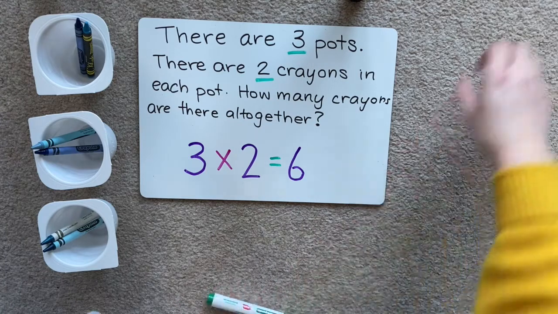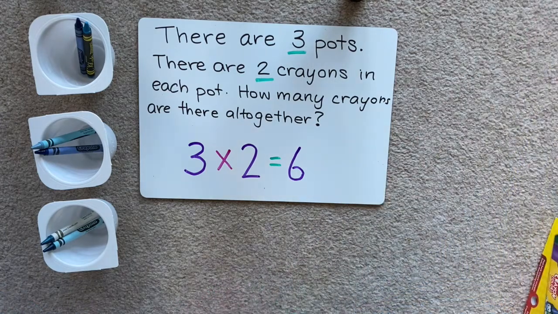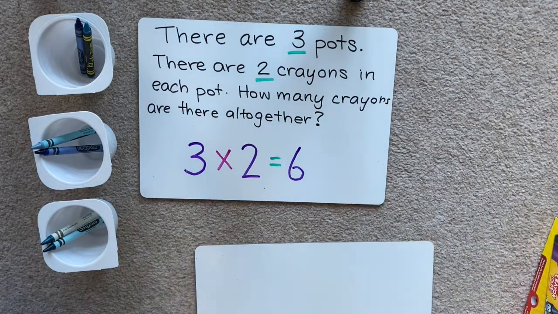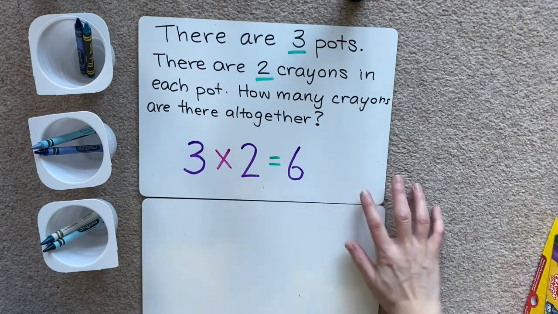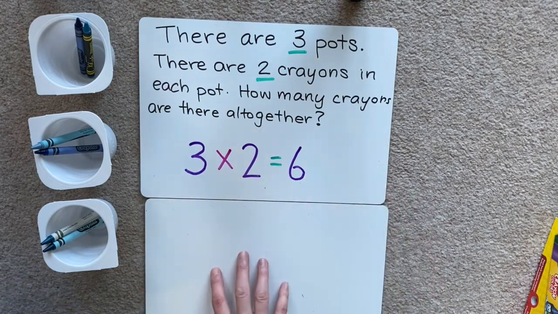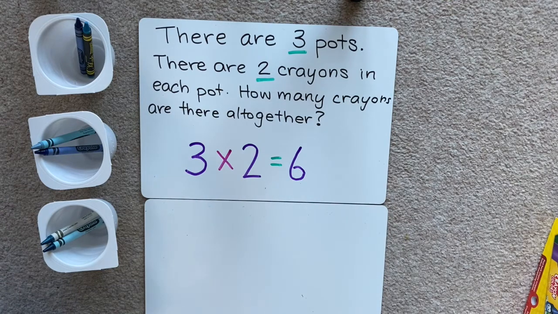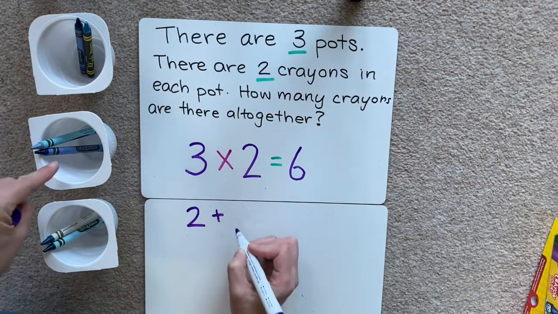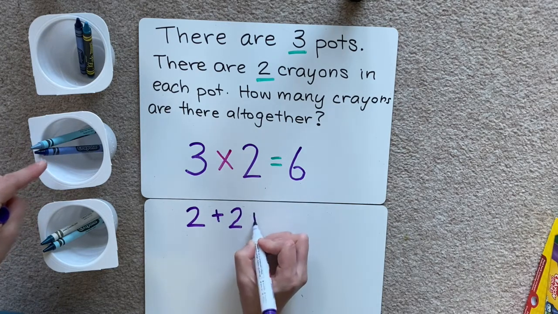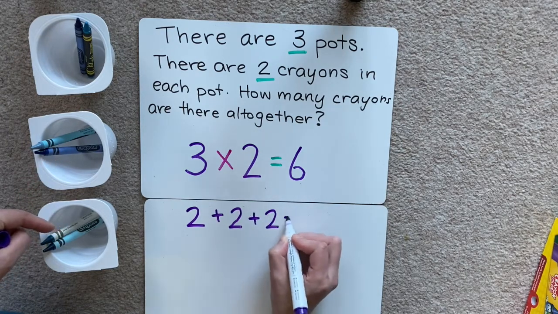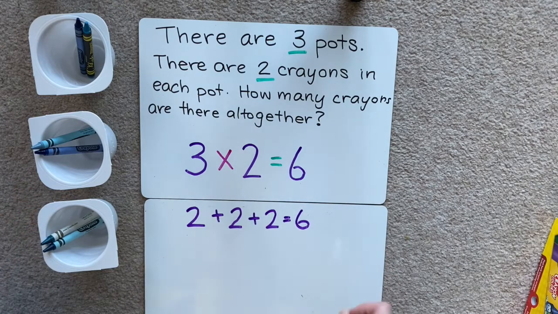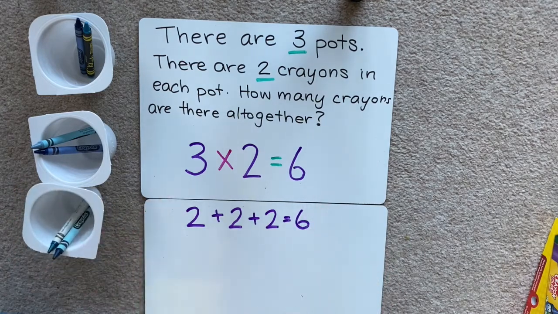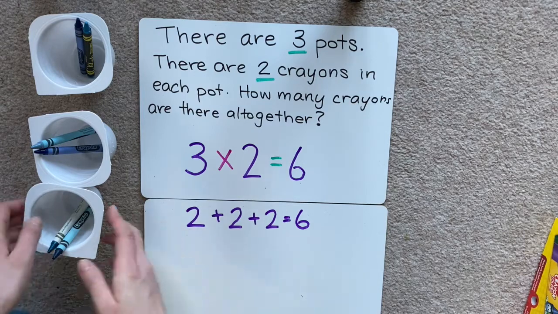Well done. I'm going to write this as a repeated addition number sentence because that's what you did last week. So I want you to see how it's kind of the same. How would we write this as a repeated addition number sentence? We've got 2 add 2 add 2 equals 6. So these 2 are the same. I'm going to do another example.